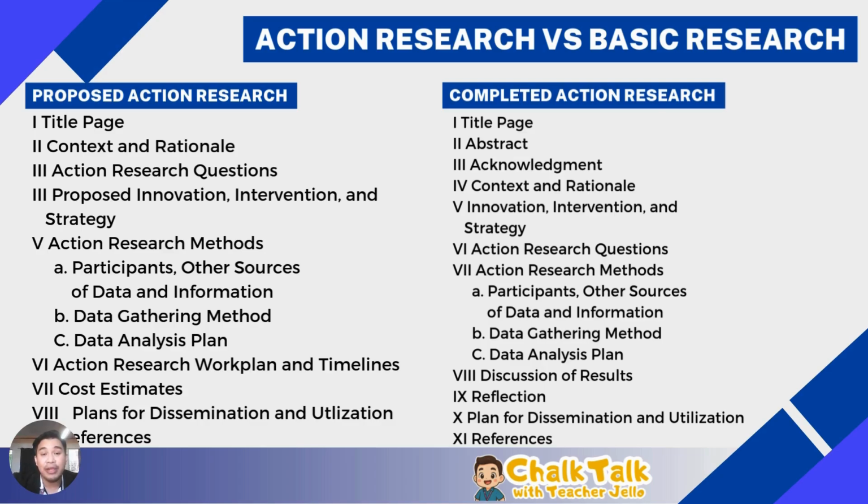The sixth part will be action research questions, which are actually present in the proposed action research. The seventh part will be action research methods, which comprise of participants, other sources of data and information. We also have the data gathering method and the data analysis plan. Next, or the part 8 is discussion of results. So these are one of the things that can be found and added to the completed action research paper. And this is not seen in the proposal of your action research.